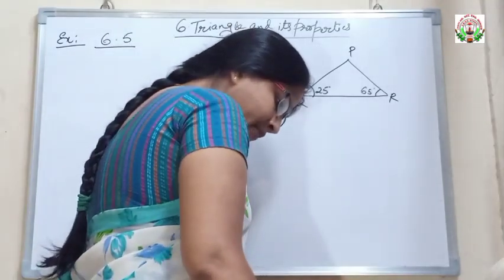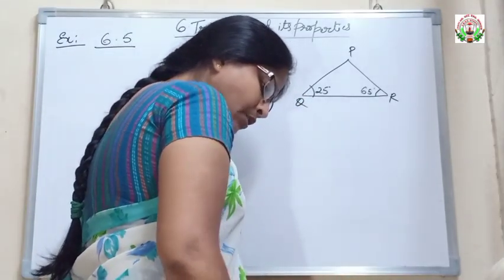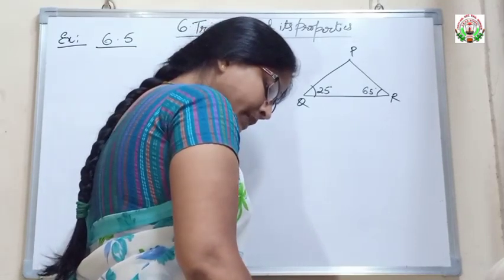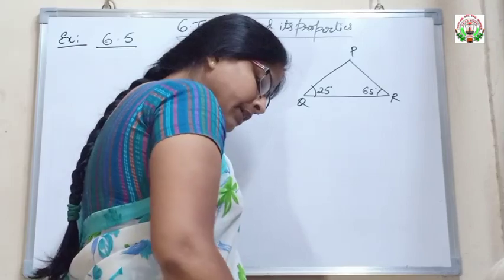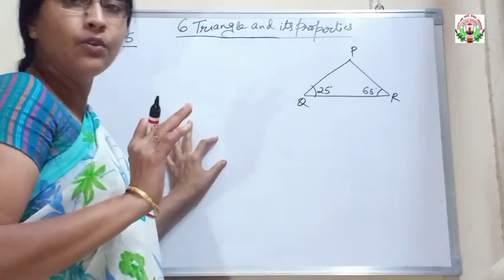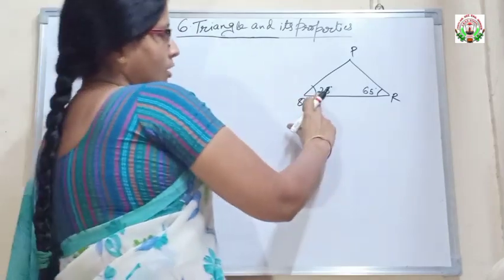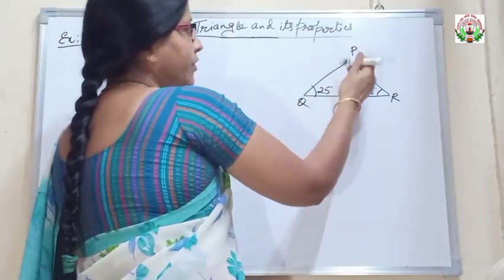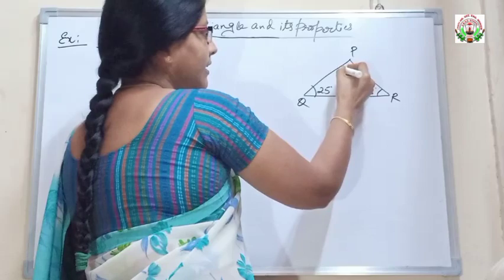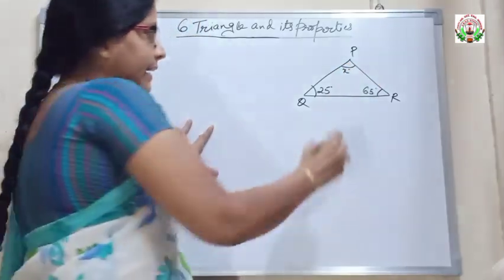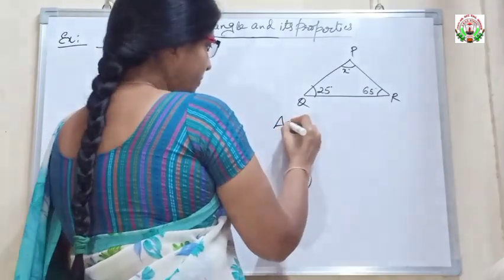Next, write which of the following is true. They have given p square plus q square is equal to rp square, p square. From the given 3, we have to find the correct answer. So for that, 2 angles are given. So we have to find the third angle, that is x degrees, by using our angle sum property.